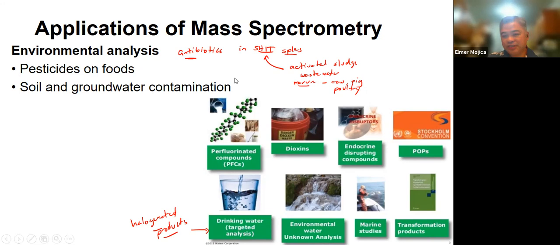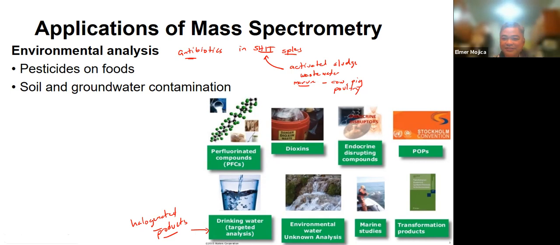They found out that if you heat the water, that chlorine will convert to something. And if you cool it and you heat it again, that converted chlorine will be converted to another chlorinated form. And usually they found it to be carcinogenic. I don't know if you heard that thing before. Okay, so you can do environmental water unknown analysis and then marine studies. And the one that I did is transformation products.